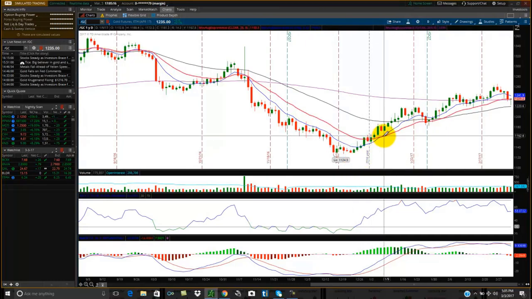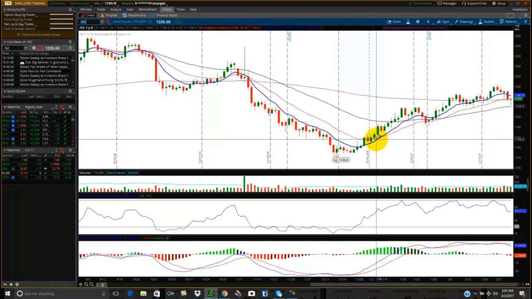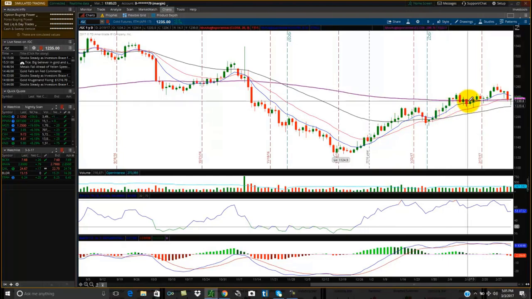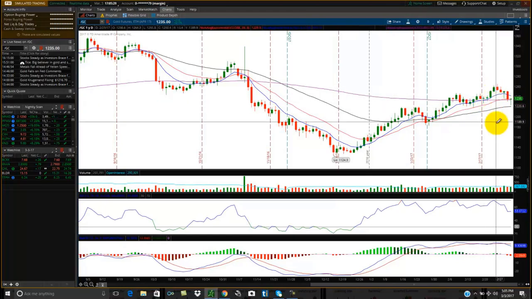When this 9 starts to cross the 50 or the 20, that's a very bullish sign. And when it goes up above the 50 and then up over the 200 over here, you'll start to see it's a very bullish sign. And then at some point, once it starts to get overbought, it starts to pull back again.